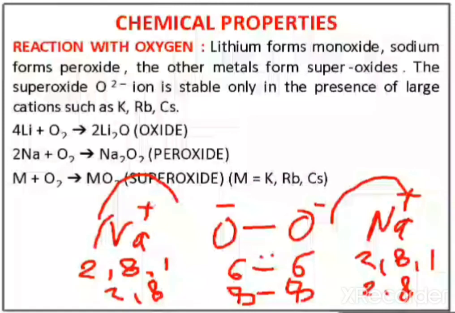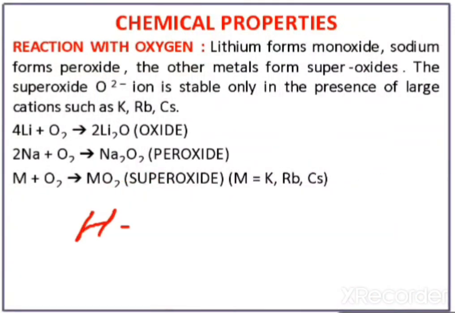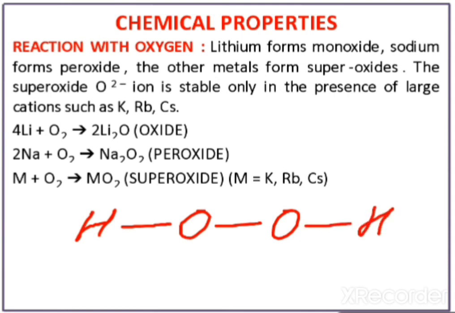So here there is an ionic bond. This one is a covalent bond. This one is a covalent bond. So this is the structure of peroxide. Peroxide means oxygen single bonded to oxygen, and with oxygen some other elements are combined. For example, we have seen the structure of hydrogen peroxide. This is the structure of hydrogen peroxide.